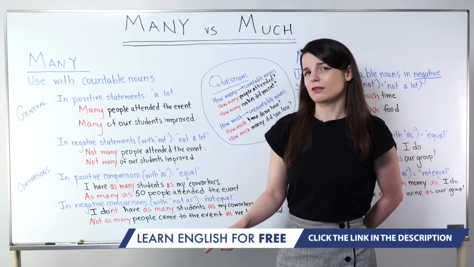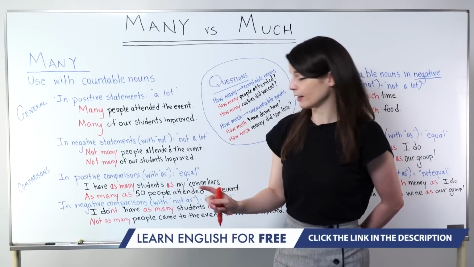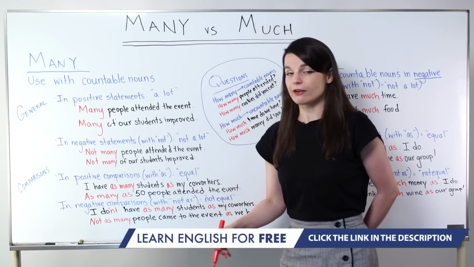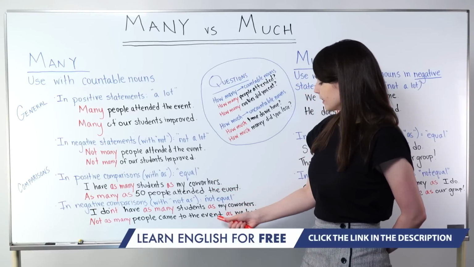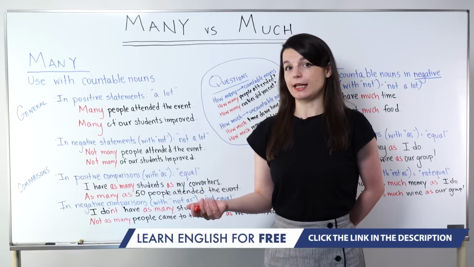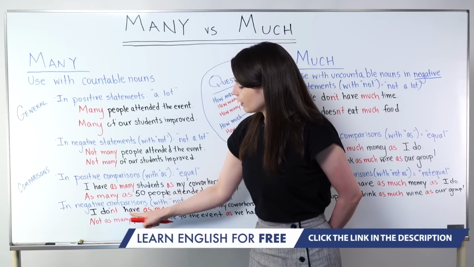It doesn't sound so natural. I do have not as many is incorrect. Instead, we put it here. I don't have as many students as my coworkers. So when you're using a pattern like this, you're making a negative, put the negative before this verb here.